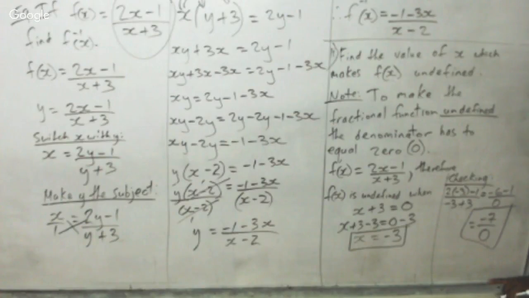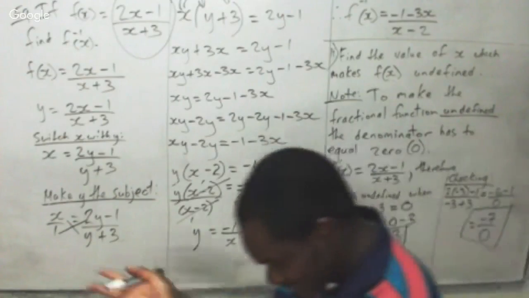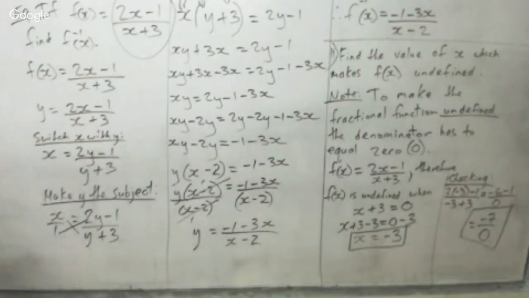It's just the denominator. Whatever the denominator is, take it equal to 0 and solve it. The next question now is to make the function 0.